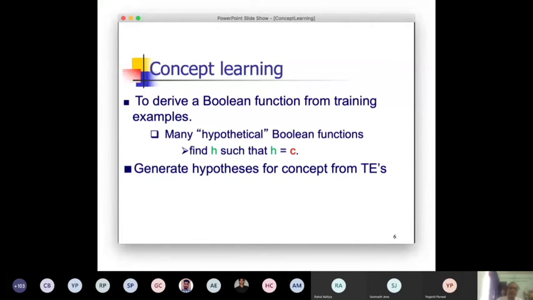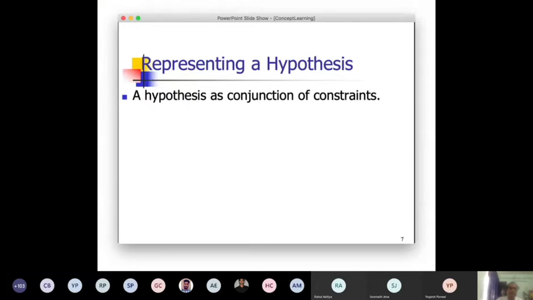So as I mentioned, there are many hypothetical Boolean functions, and one kind of constraint could be that these hypotheses are only conjunctions of constraints. That means only a single CNF form. There are no disjunctions of CNFs. There is no OR in between those CNFs. Only one single CNF. It looks very constrained, but actually it is not, because I will also be explaining how to generalize that representation.